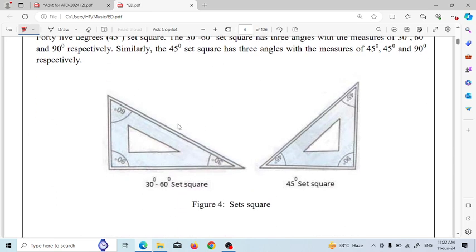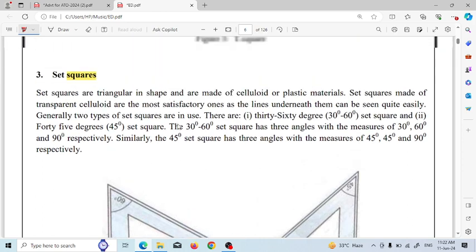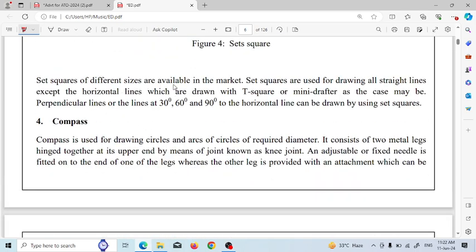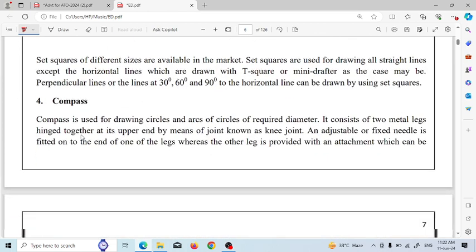So basically the set square is used for measurement of angle between two lines. Set squares of different sizes are available in the market. Set square is used for drawing all the straight lines except horizontal lines, which are drawn with T-square. Perpendicular lines or lines at 30, 60, 90 to the horizontal can be drawn using set square.